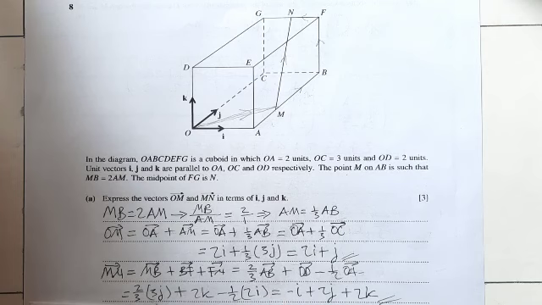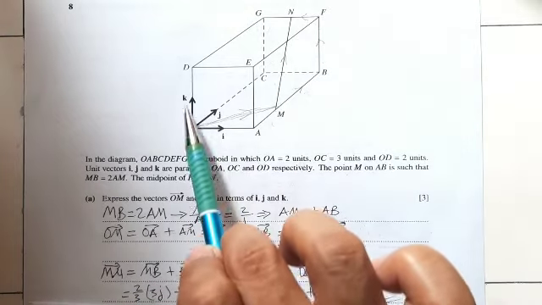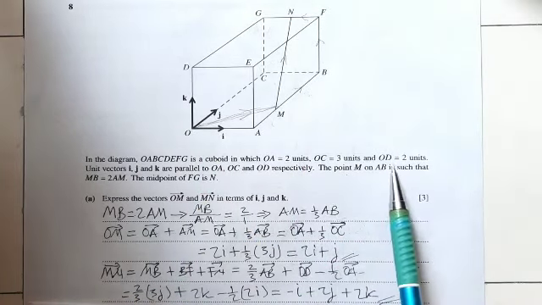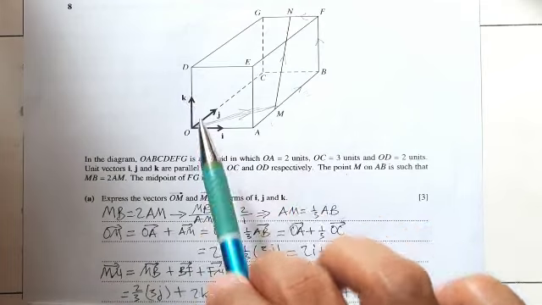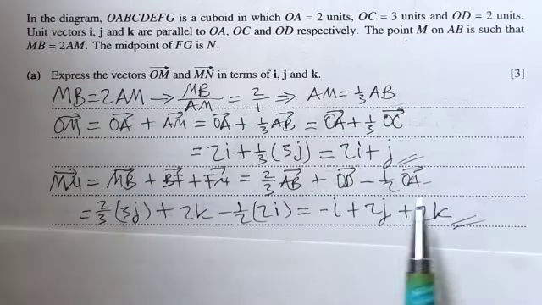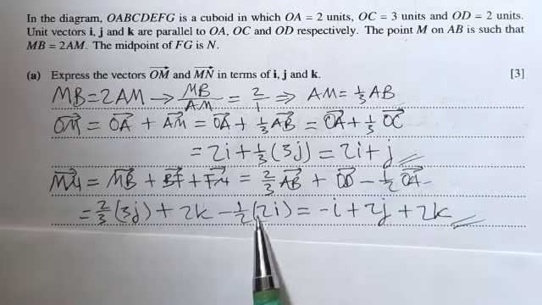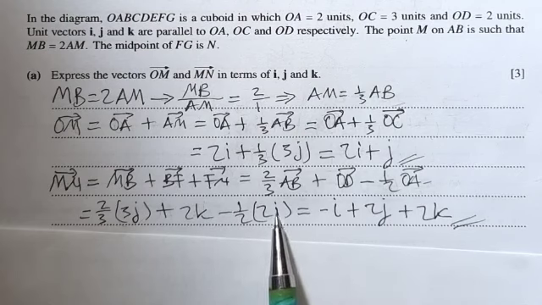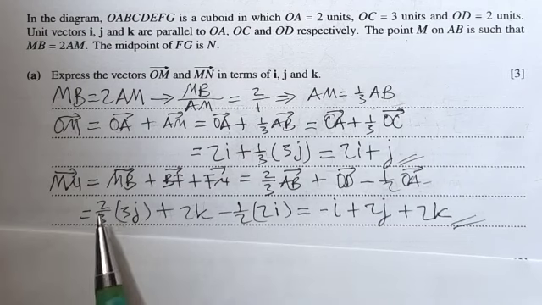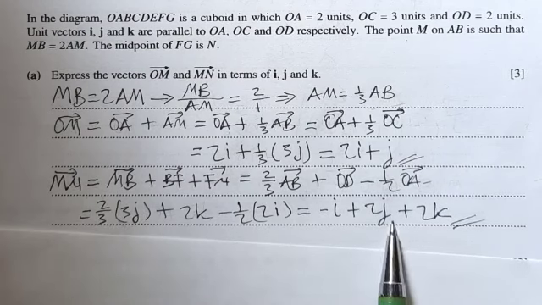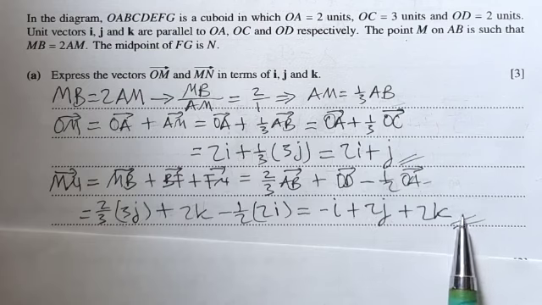Now 2/3 AB is 2/3 of OC, 3J, and OD is 2K because OD is 2 units and the direction vector is K. And OA again is minus half times 2I. Until simplification, minus half times 2I is minus I, plus 2/3 times 3J is 2J, plus 2K. Thus this is vector MN.